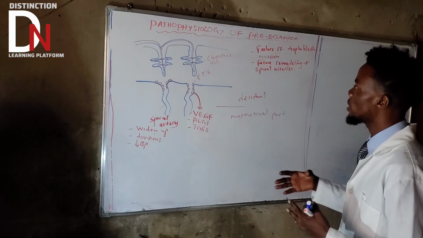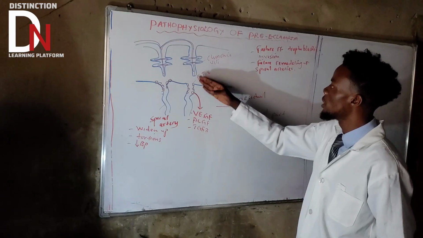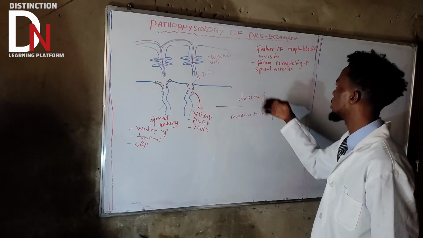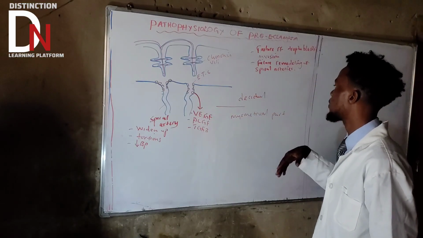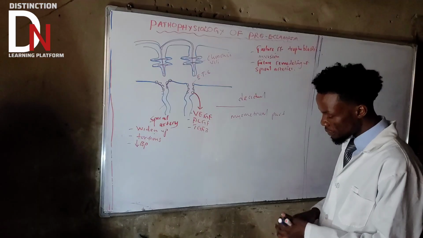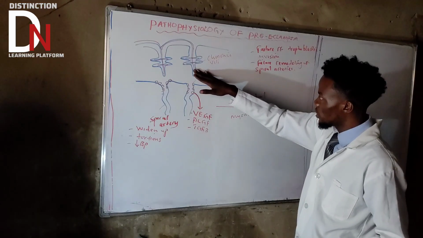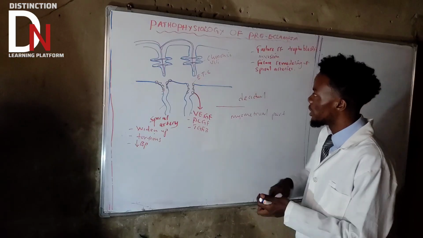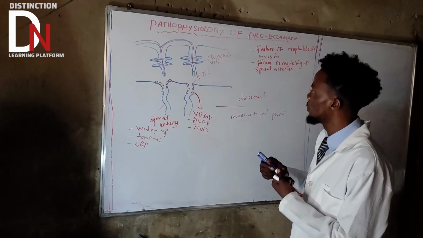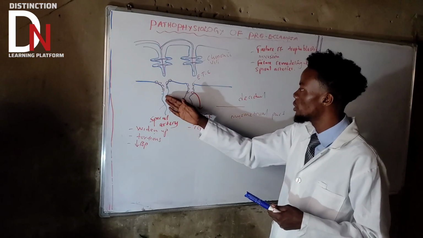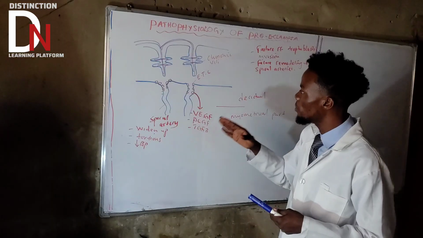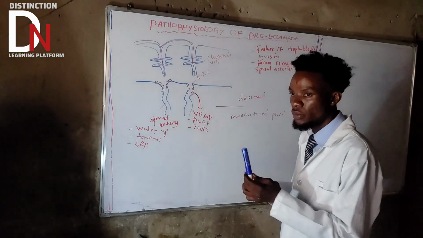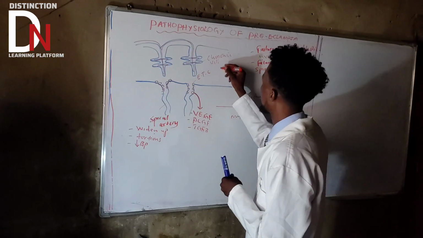Now, pre-eclampsia, we are saying there is failure of this endovascular trophoblastic cell invasion, and there is also failure of remodeling of spiral artery. If there is failure of invasion of these trophoblastic cells, then there will be low blood supply to the placenta. If there is low blood supply, the placenta is going to experience what we call hypoxia.